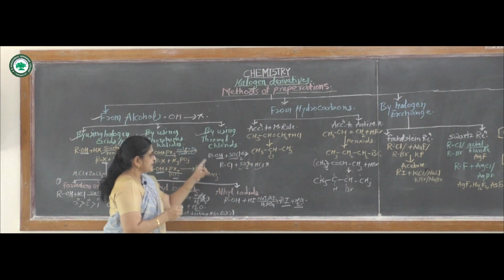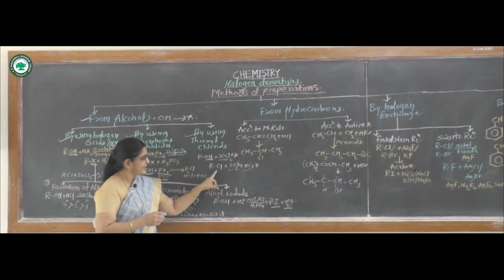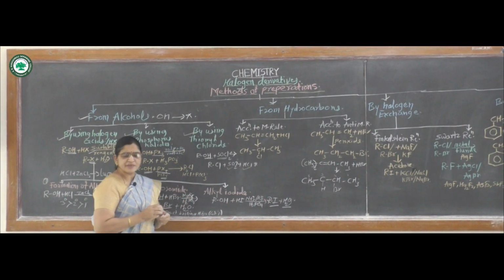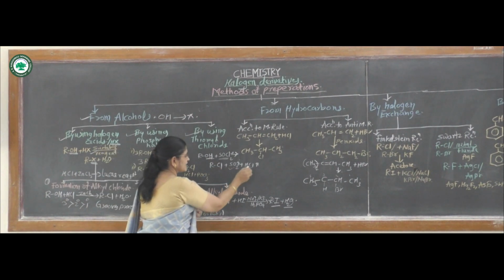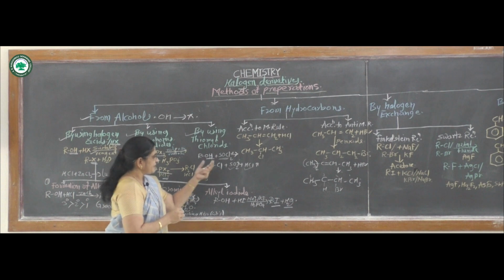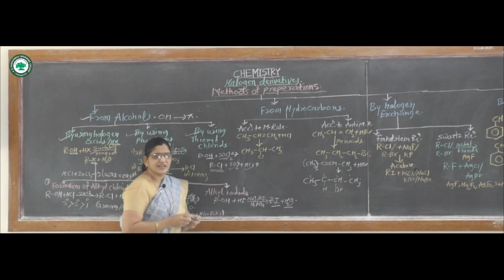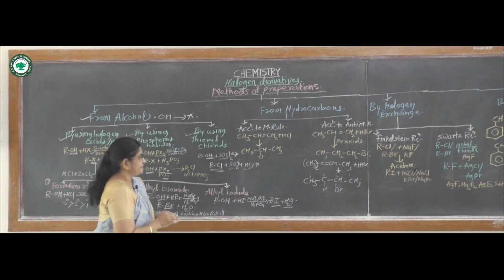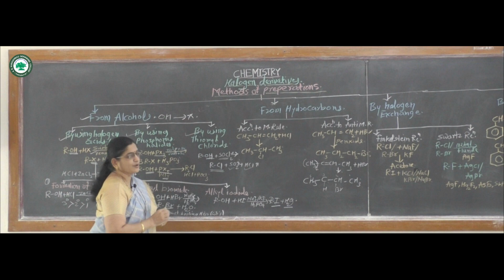Hence, this method is preferred for the preparation of alkyl chloride, or it is the best method for preparation of alkyl chloride, because these byproducts are in gaseous state, they evaporate or escape and we get only one product, that is alkyl chloride. Then this first method, that is from alcohol, is completed.